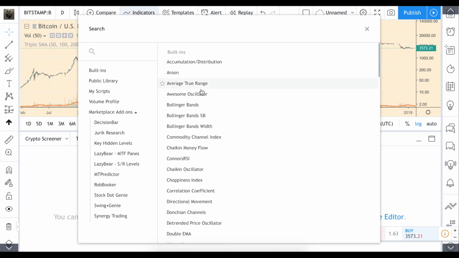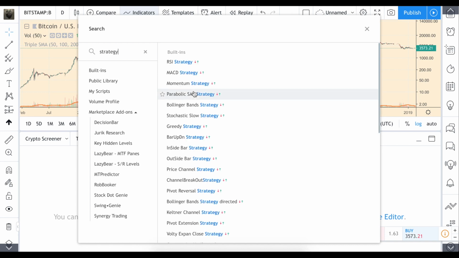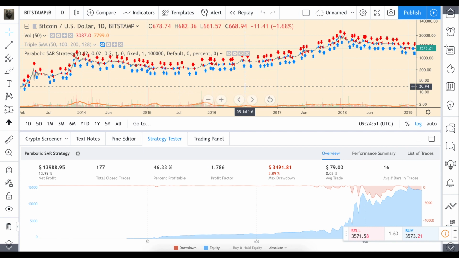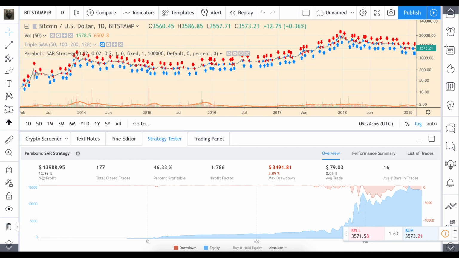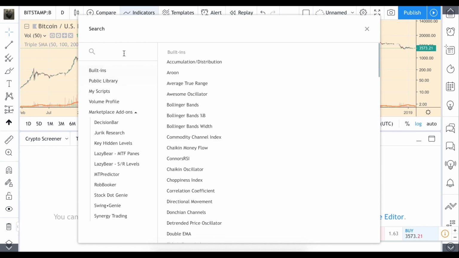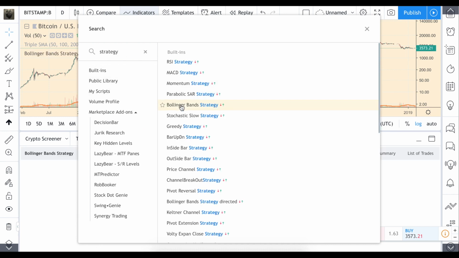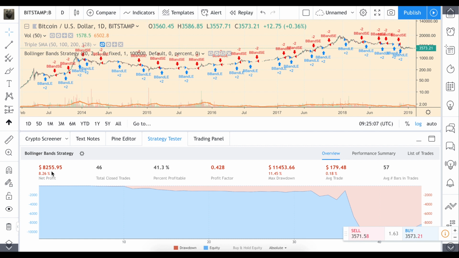One more, and this would be stochastic slow. But Bollinger. Well, let's try actually with Parabolic SAR. Those are not so bad at all. Parabolic SAR gives you 13.99%. It's not bad as well, but you see it's worse than MACD. What else do we have? Let's look at the Bollinger Bands, I guess. Yes, Bollinger Bands will give you -8%. So you'll actually be at a loss if you use Bollinger Bands.